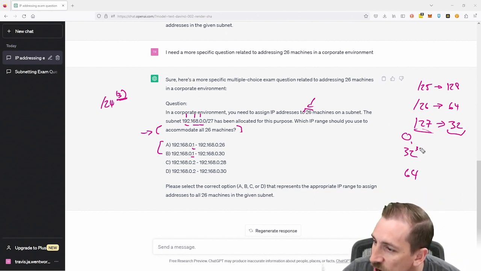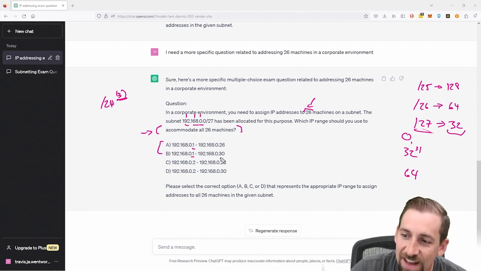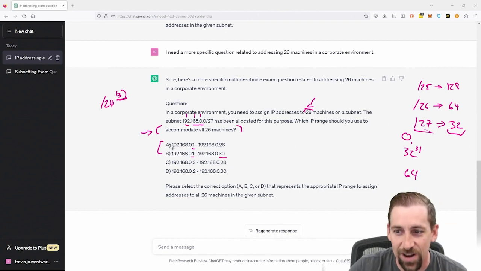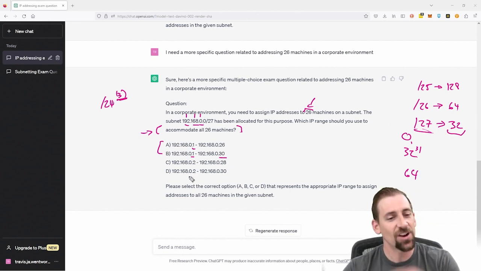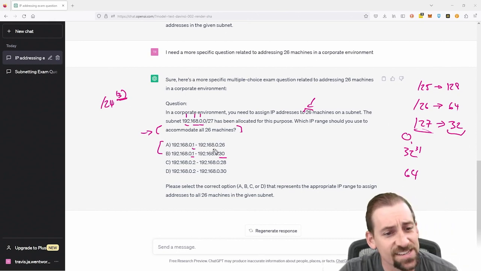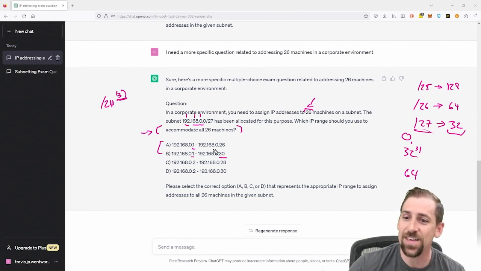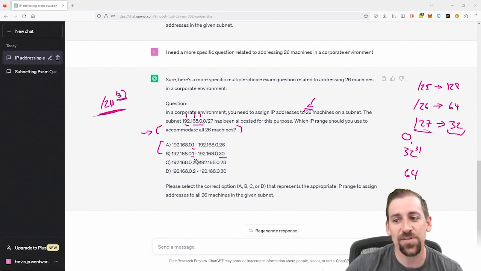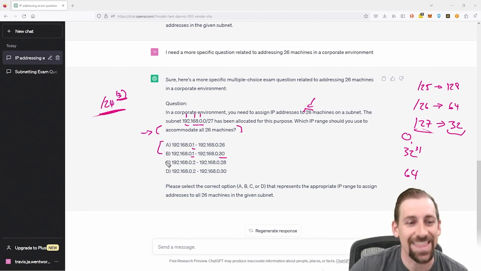Well, 31 is the broadcast, so that's not valid. So the last valid address in the space is actually the .30. So there is only one answer here. You're like, Travis, a lot of these, 2 through 28, 2 through 30, 1 through 26, would all fall in the range of the IP address range specified, but there's only one that defines the entire range, and that's B.